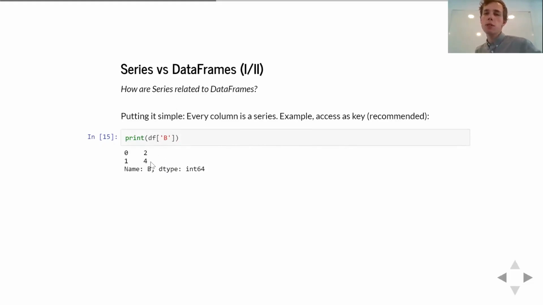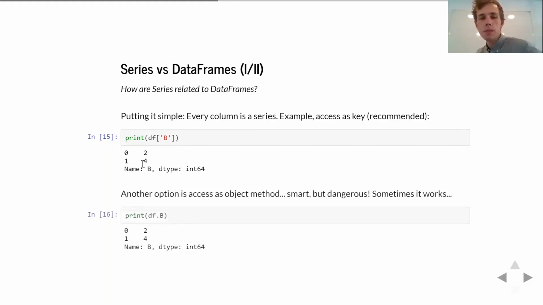And we can see that the output is actually just like a pandas series, right? We have values, we have these sequential indices, and then we also have the data type for this column. And then in addition, I also get the name of the column down here. We can also access a column using another approach, which you can think of as an object-based method. This can sometimes be smart, but it can also be dangerous. In order to understand that, consider an example here.